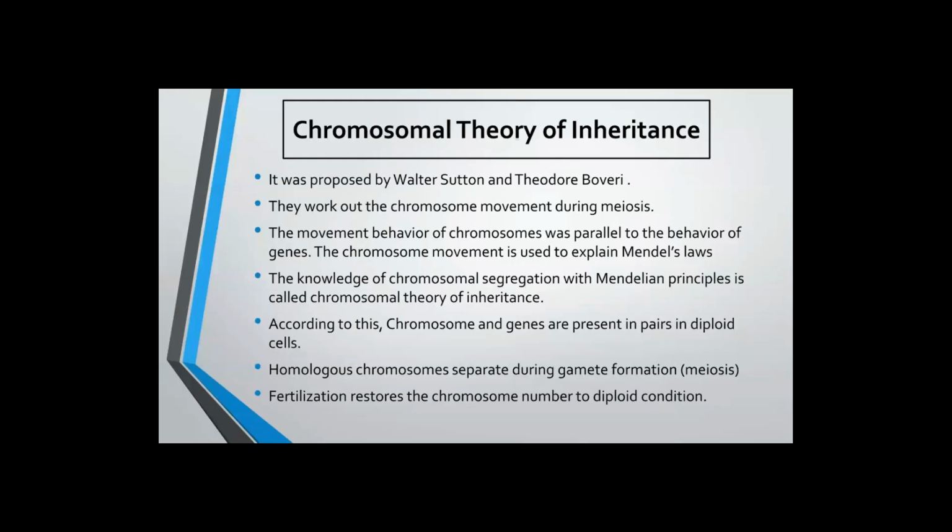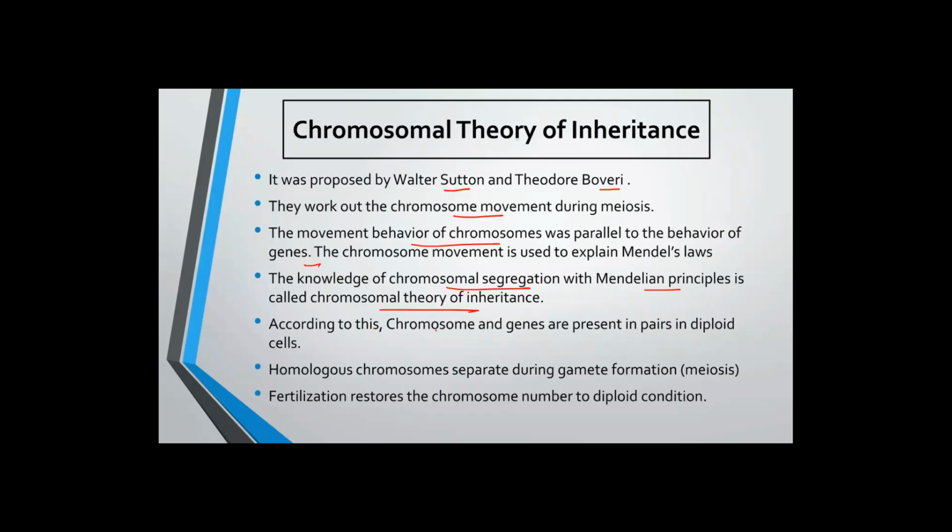Now, moving to the chromosomal theory of inheritance, which was proposed by Sutton and Boveri. They worked out the chromosome movement during meiosis, and the behavior of chromosomes was found to be parallel to the behavior of genes. So the combination of knowledge of chromosomal segregation with Mendelian principles is called the chromosomal theory of inheritance.